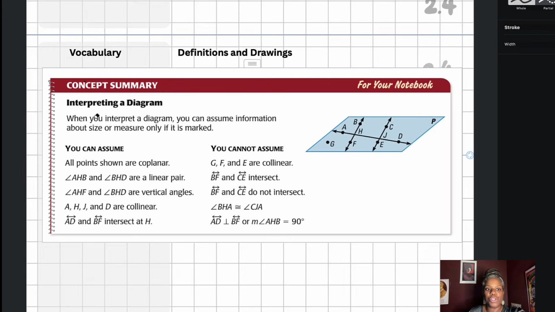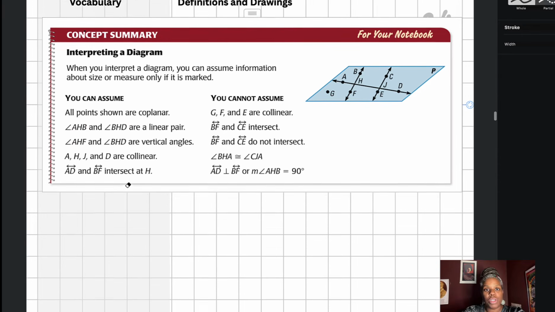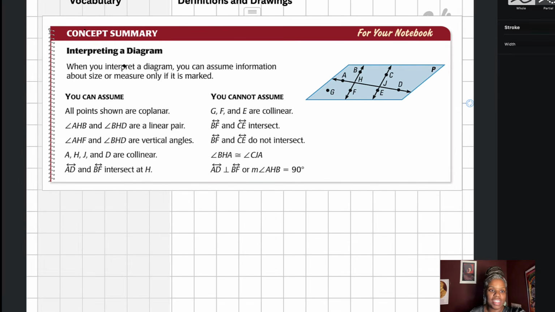This is about interpreting a diagram. So when we're looking at these pictures, and I'm noticing a lot of us are having a little bit of difficulty with this, we need to know what we can assume and what we cannot assume. We're going to go through these statements fairly quickly. Feel free to pause, rewind, and use your time wisely so that you can understand what we're doing. So let's go ahead and take a look.